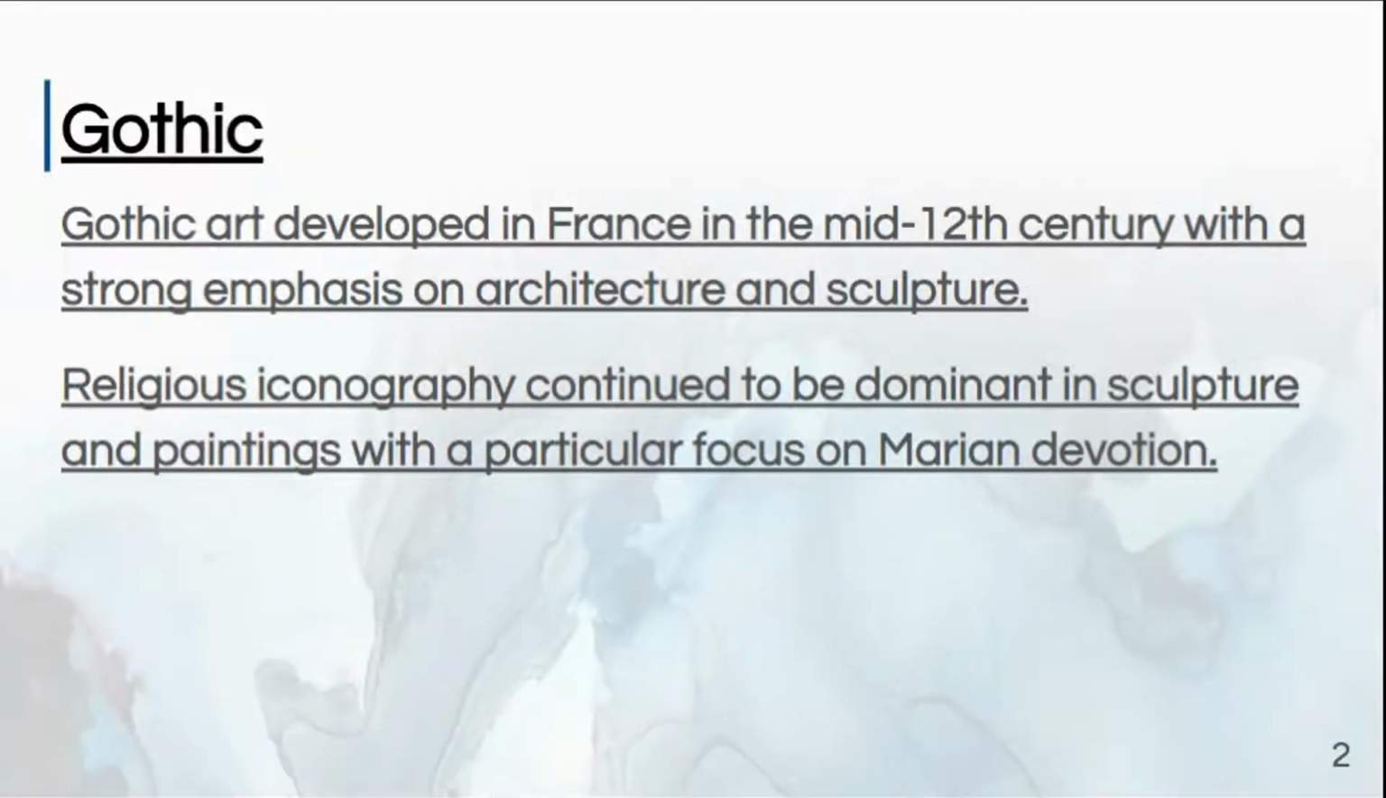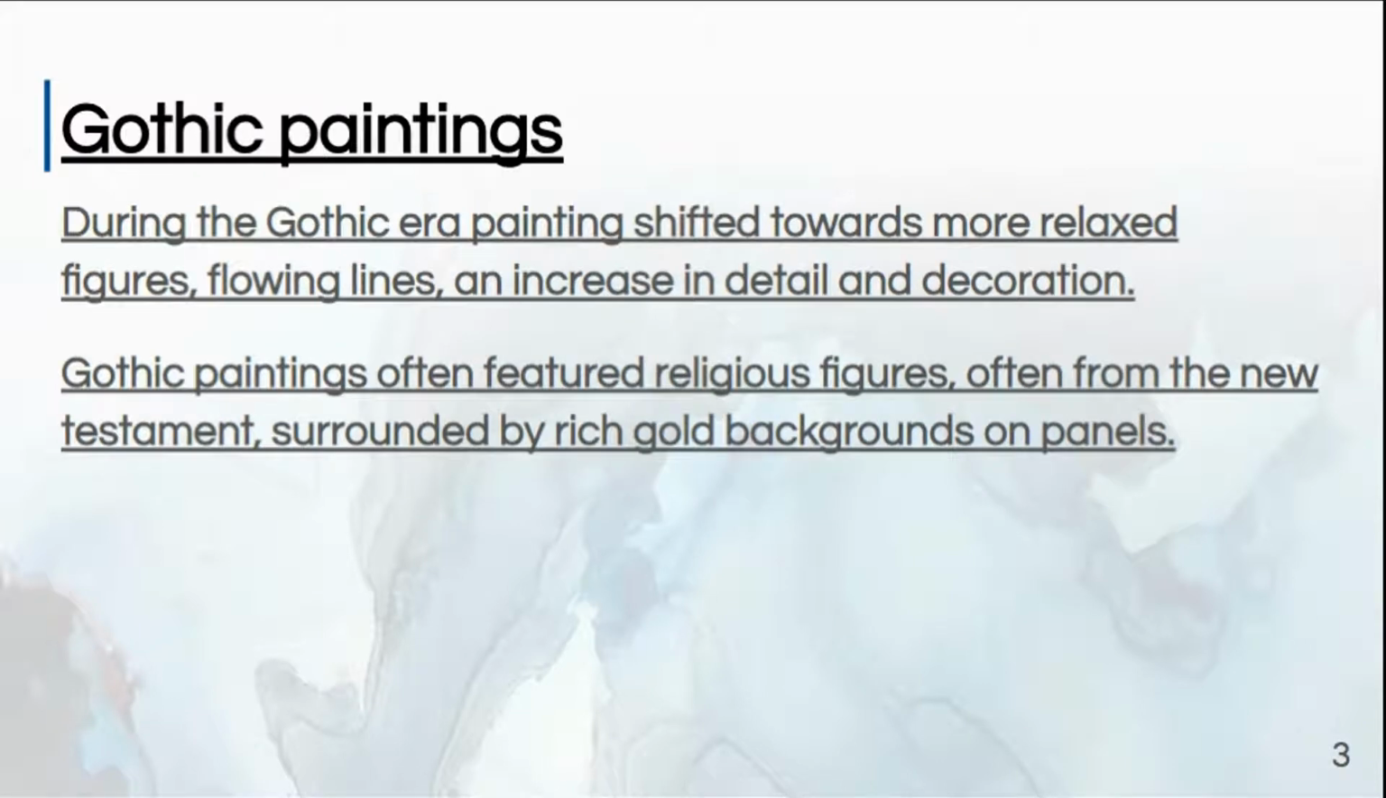Gothic art developed in France sometime about the mid 12th century, and it had an incredibly strong focus on architecture and sculpture. During this time, religious iconography continued to dominate in sculpture and paintings, and there was a particular focus on the Marian devotion. So, a lot of paintings, a lot of sculptures that would have featured Mary.